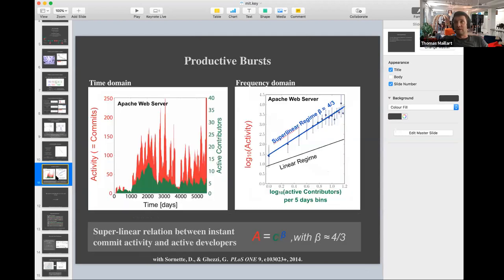Okay, so what we found, which is very interesting, and now I'm really getting into the core of the paper, sorry I was so long in the introduction, but you have good questions. If you look at the time domain, what is going on, we have the activity on the left in red, which is equal to the number of commits per time window of 5 days, and on the right scale, active contributors are in green. What you see very clearly is that each time the green increases a bit, the activity spikes like crazy.